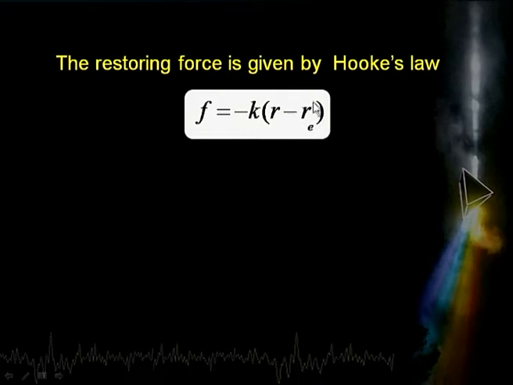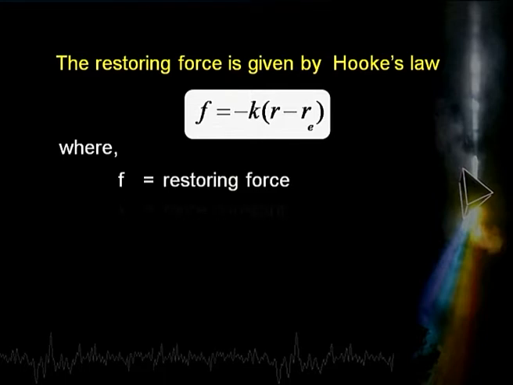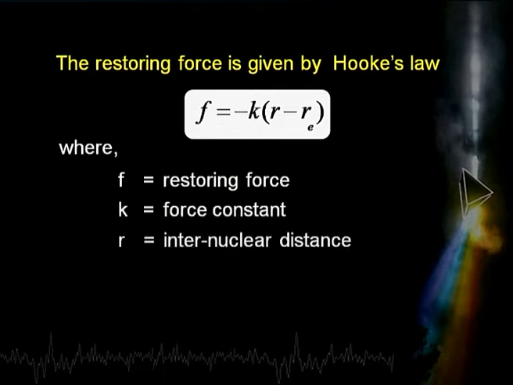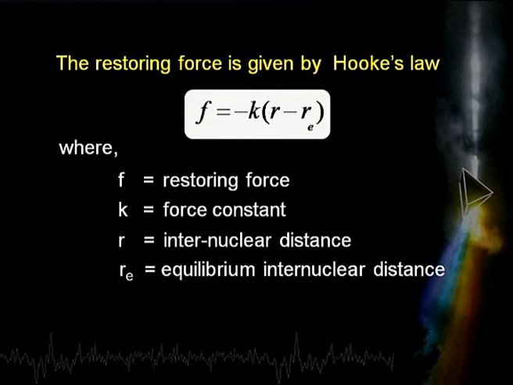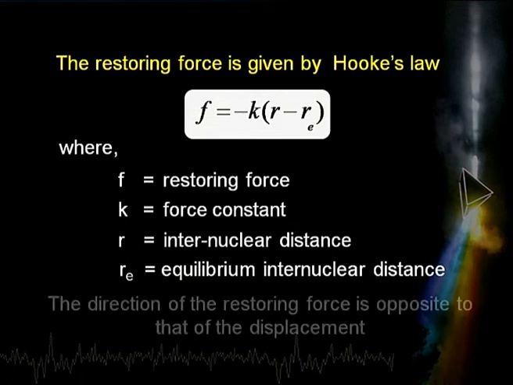R equilibrium is the equilibrium bond length, and this r, whether it is a compression, it will be lesser, if it is extended it will be larger. So, F is my restoring force, K is the force constant, r is the internuclear distance here, and r equilibrium is the equilibrium internuclear distance here.